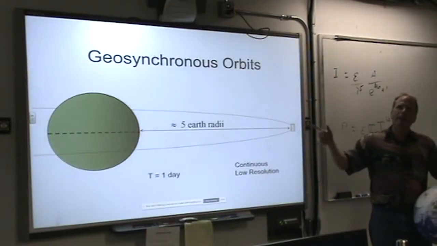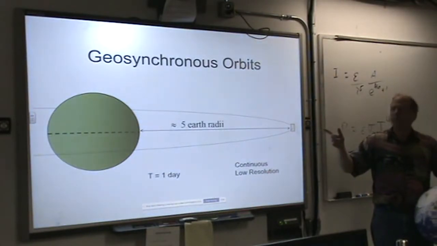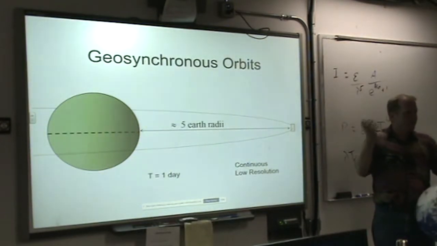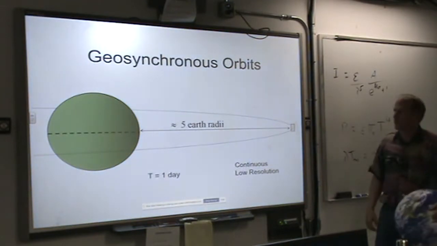Typically the highest resolution that we're getting right now from geosynchronous is in the visible, the highest energy wavelength, 250 meters. And then with the thermal infrared, we're getting about 1 kilometer. With polar orbiting, like Landsat, we can get down to about 10 meters, and 90 meters or 30 meters for the thermal infrared stuff like that. So you get a big change in resolution.